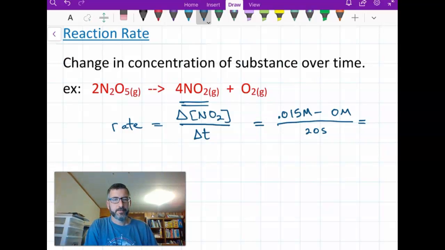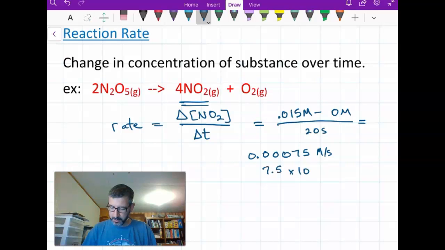So what would be the rate for that reaction? Okay, so I got 0.00075, and that's molar per second is how you would express that rate. Of course, you could also say 7.5 times 10 to the negative 4. All right, so that's an example of expressing reaction rate in terms of a product that's being formed.